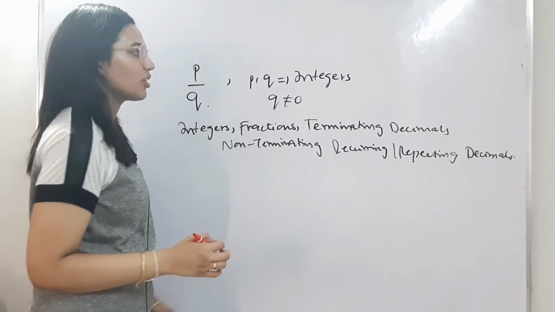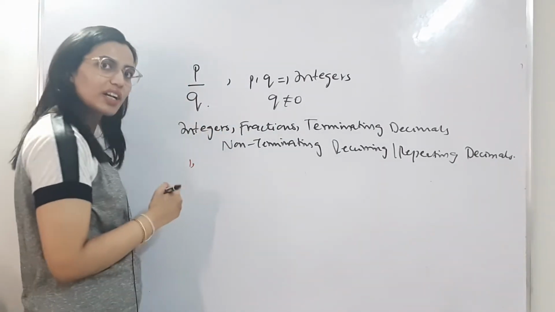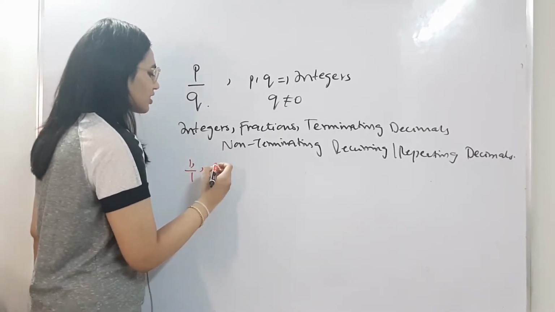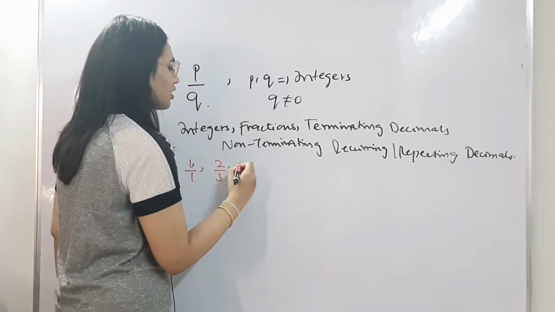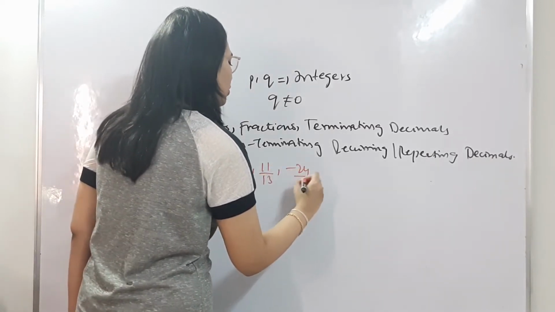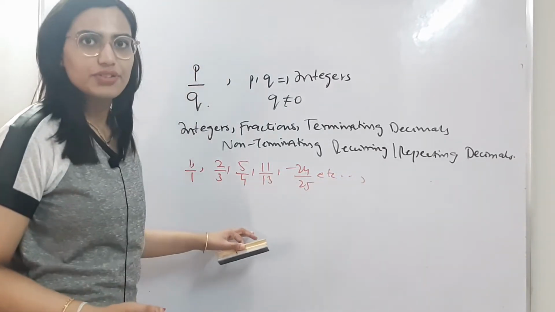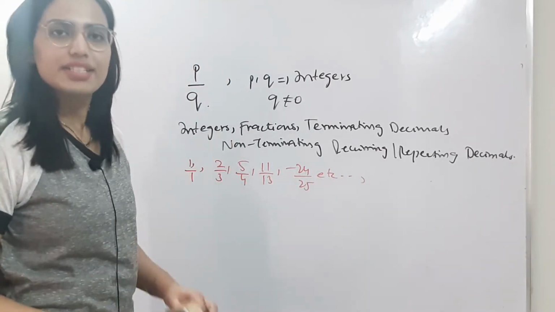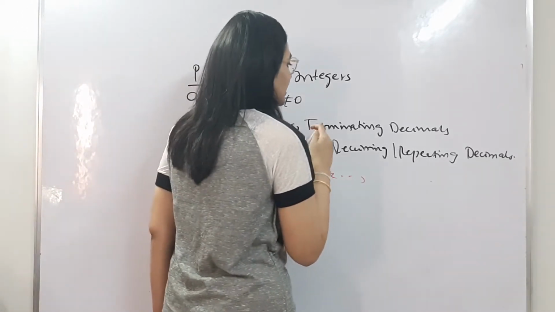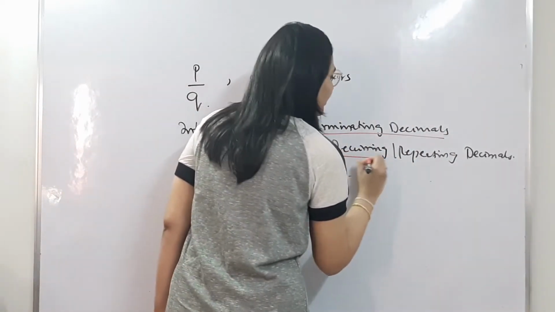Right, because a rational number can be 1. 1 is also a rational number because we'll say 1 by 1. A rational number can be like 2 by 3, 5 by 4, 11 by 13, minus 24 by 25, etc. So all these can be rational numbers. But you also need to understand that rational numbers have decimal expansions that are terminating or non-terminating and recurring.